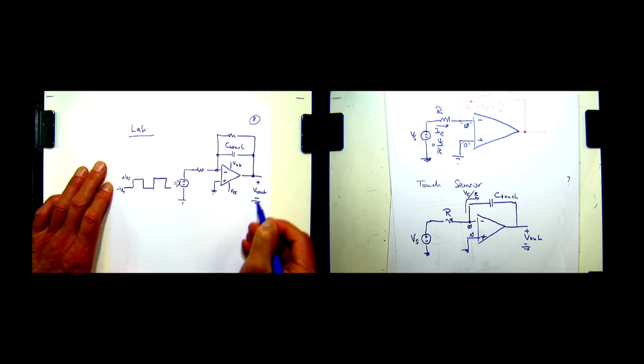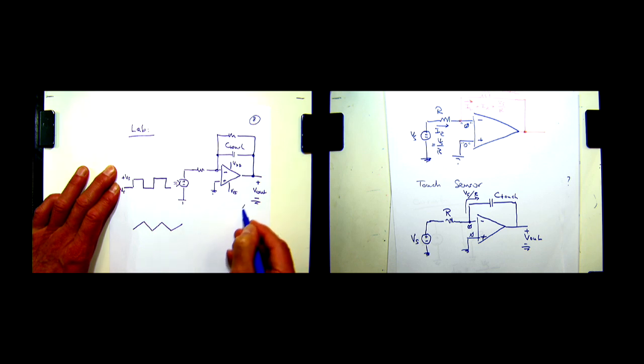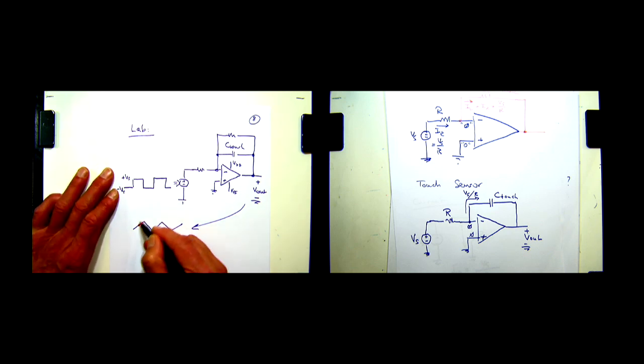And then you look at V out. V out is going to be this triangle. Okay, that's V out. And the amplitude of the triangle is going to depend. If there is a finger present, it's going to be small. And if there is no finger present, well, then it's going to be larger.